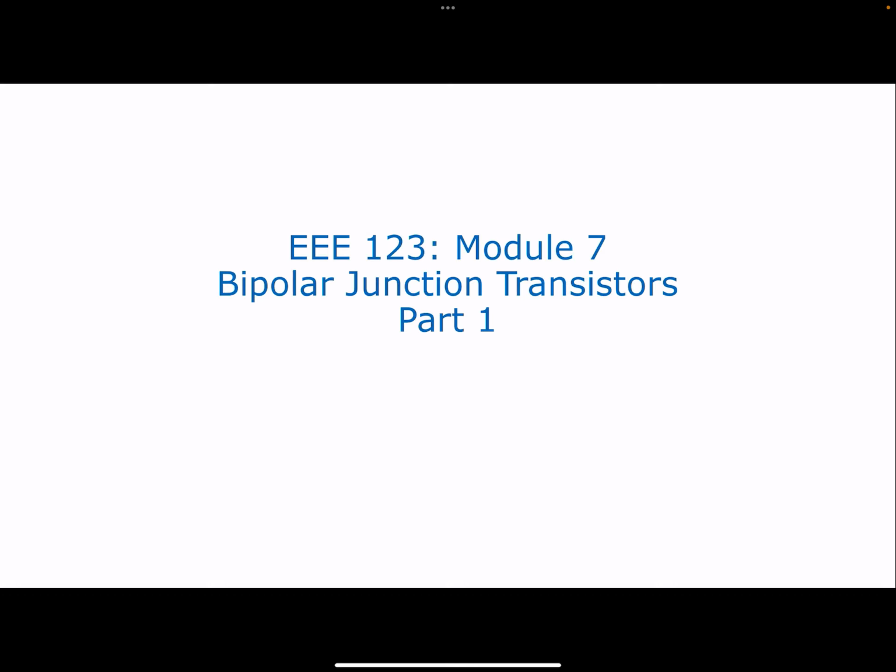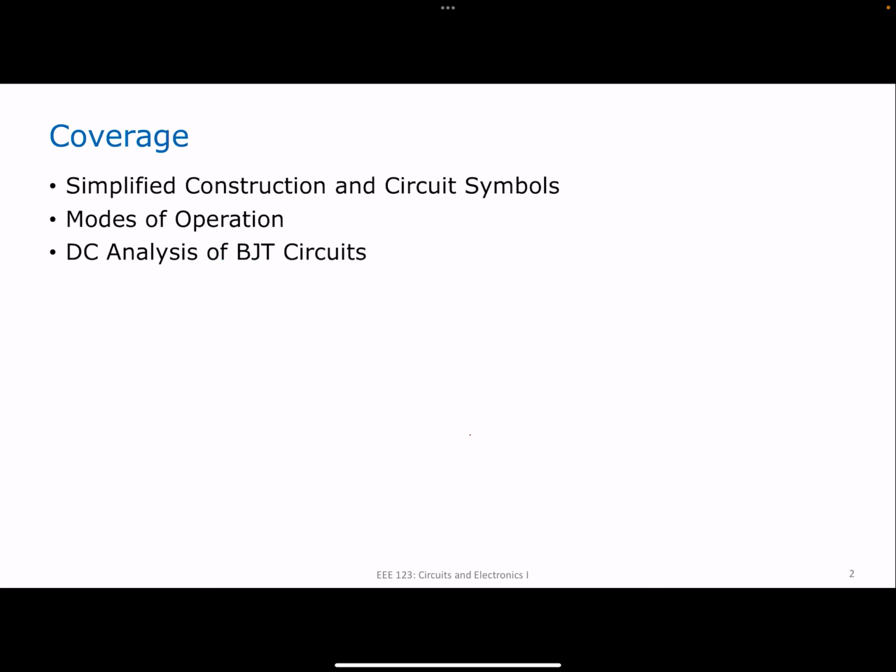This is part 1 of Module 7, where you will be introduced to the bipolar junction transistor. This is what I plan to cover in this particular lecture. First, we'll take up the simplified construction and circuit symbols for a BJT. Second, the modes of operation of a BJT. And finally, we'll see how to perform DC analysis on BJT circuits.